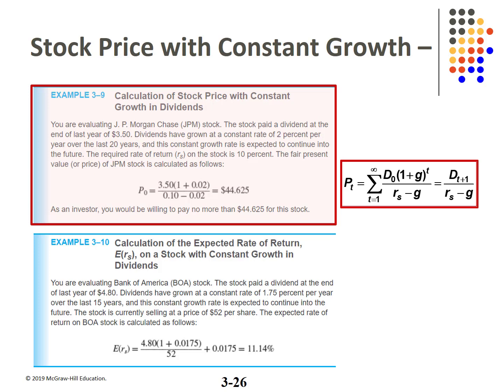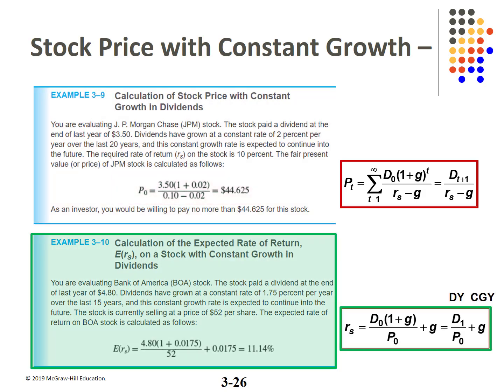You're looking at J.P. Morgan stock, which paid a $3.50 dividend last year. That would be D0, its history. The constant growth rate is expected to be 2%, required return is 10%. Using the constant dividend growth or the Gordon growth model formula, shown to the right, we find a stock price of $44.625.